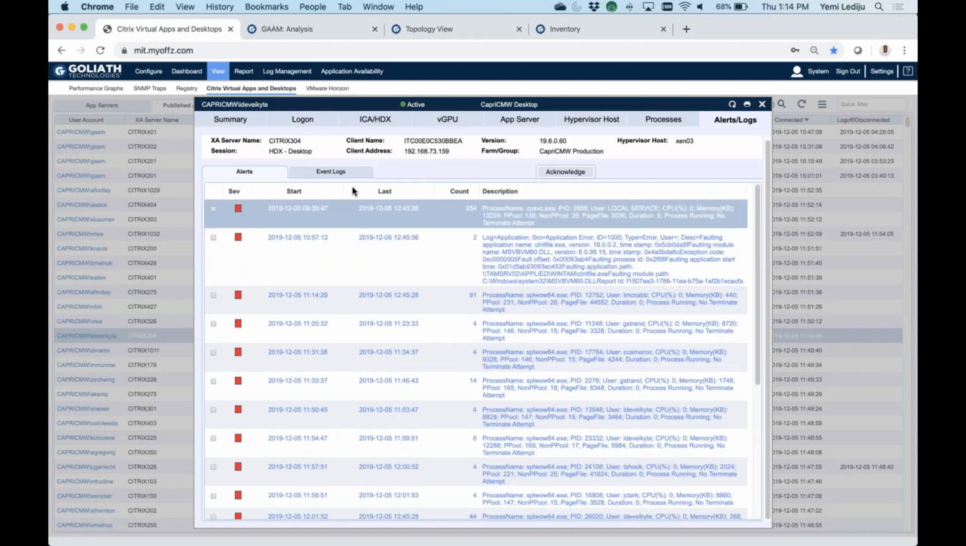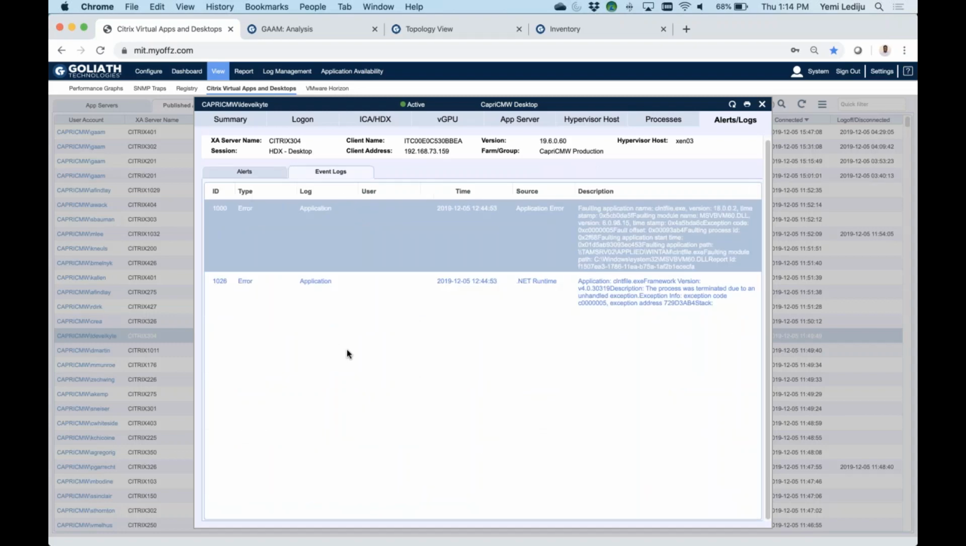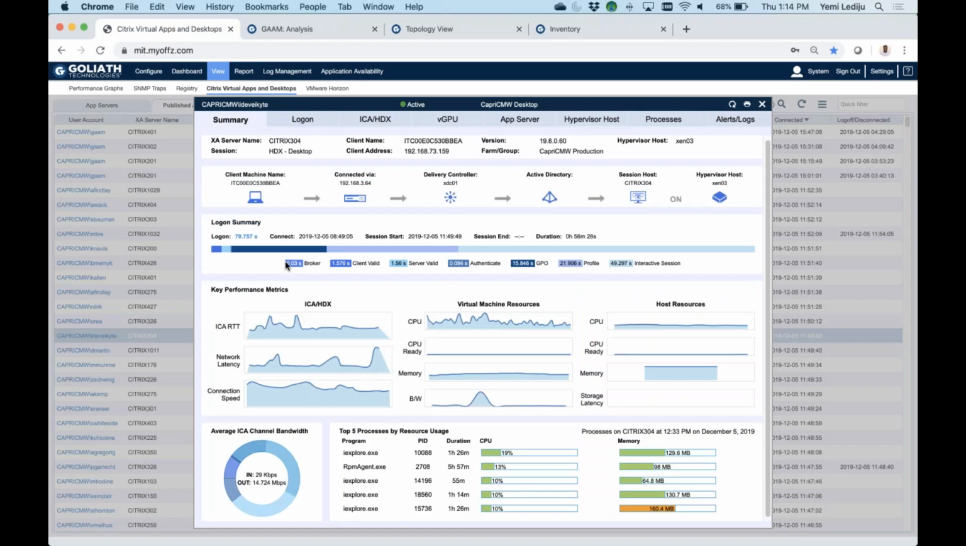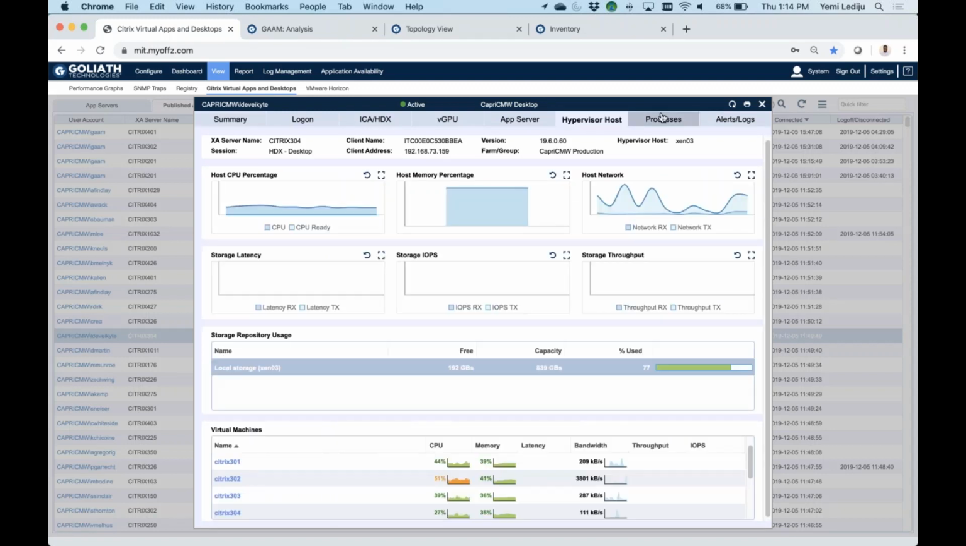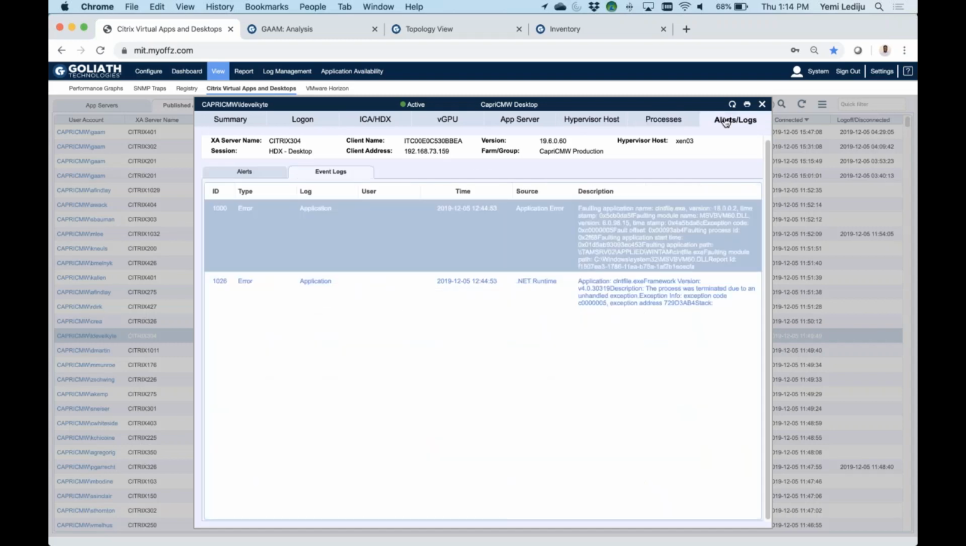And you also get the event log section. Here's where we will automatically pull in any application or system error or warning events that take place during this user session as well. So you now have, in one single view, the ability to troubleshoot everything from the connection down to the hypervisor layer, Windows perfmon, and event log. So you have all the information you need to effectively troubleshoot any particular user session.